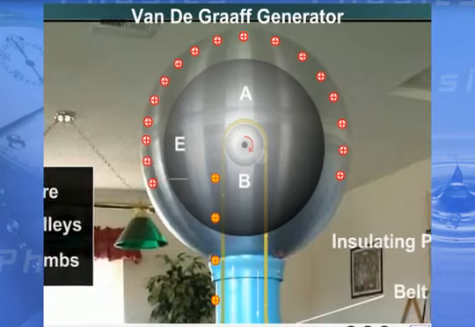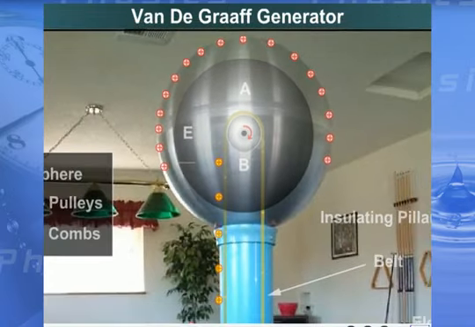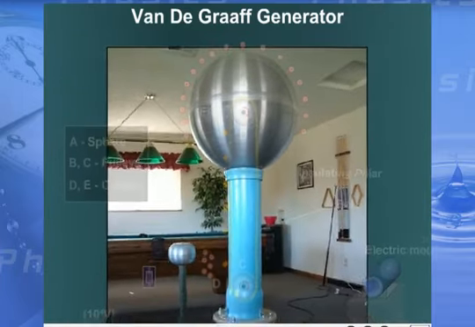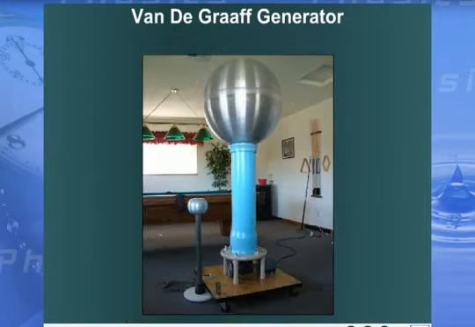The high voltage produced in this generator can be used to accelerate positive ions, that is, protons and neutrons, for the purpose of nuclear disintegration.